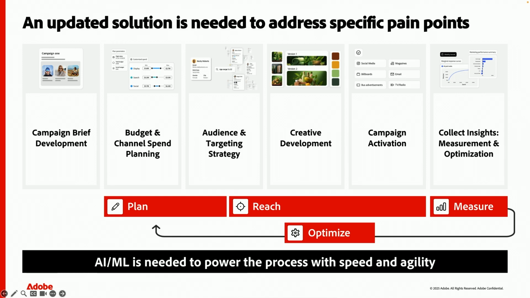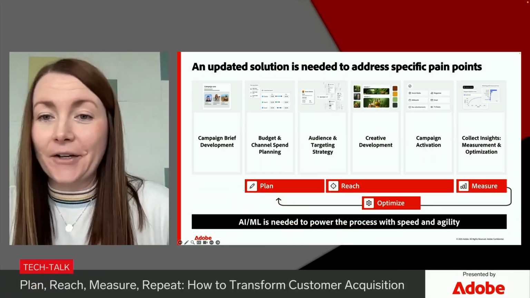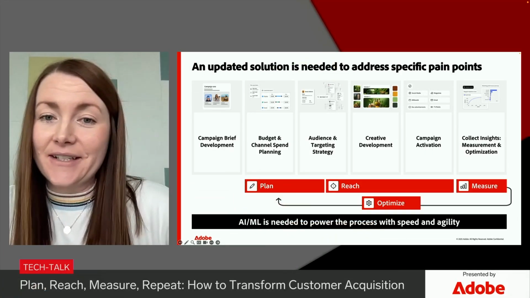There's creative development, and then there's the actual activation of the campaign. And ideally, the collection of data across all of these systems and places is coming together so that you can really understand what of these tactics is working and what's not. So as Adobe, we're not here to tell you that you need to replace your entire ecosystem.